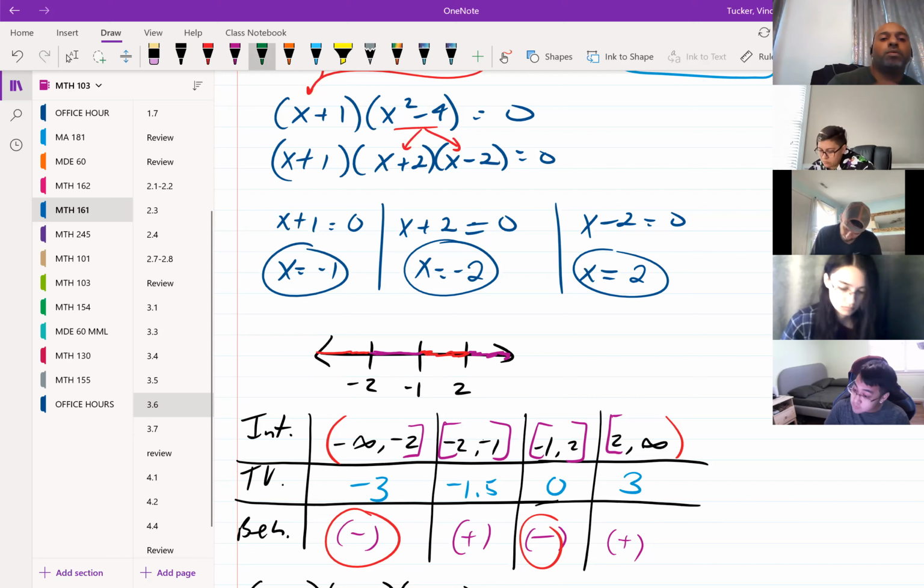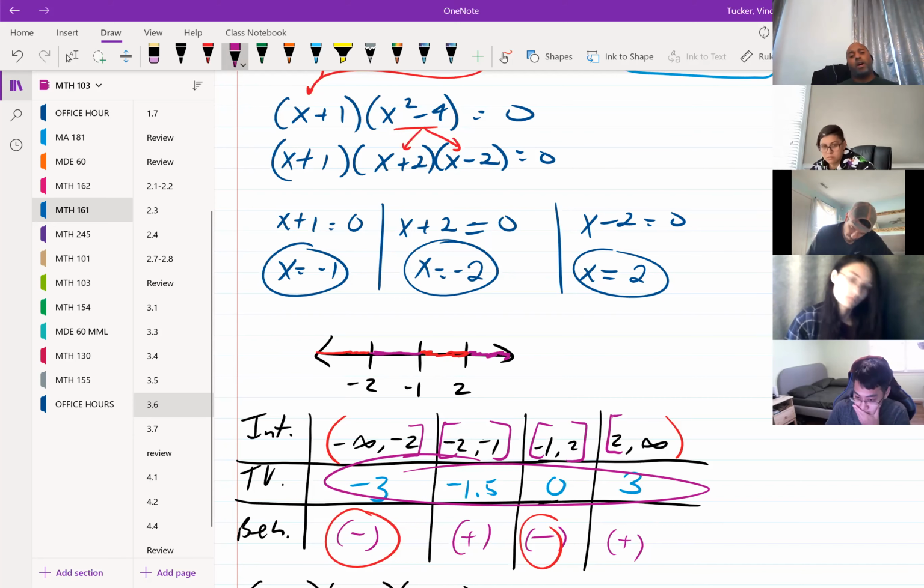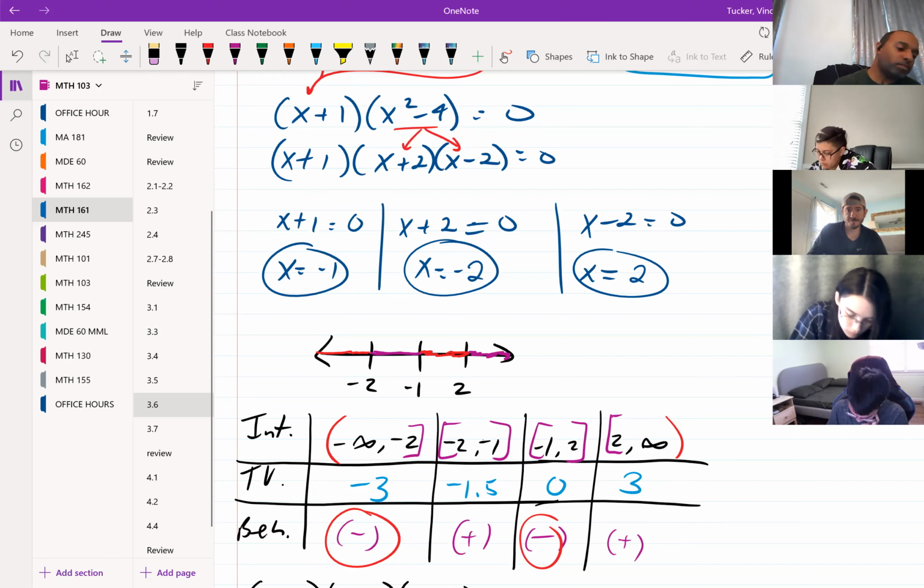All right, so see the test values that I chose. Our first interval is from -infinity to -2, so I chose something less than -2, that would be -3. Then we have -2 to -1, so I chose something in between those two values, -1.5. Something in between -1 and 2 would be 0. Something greater than 2 would be 3.